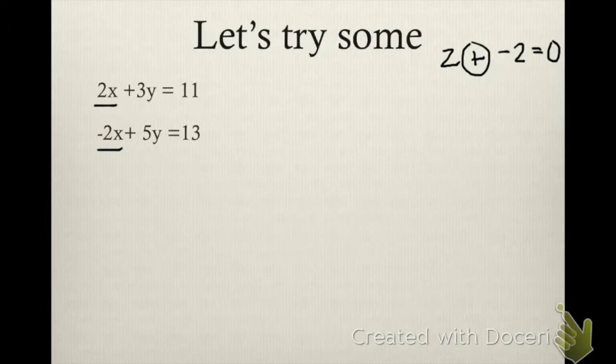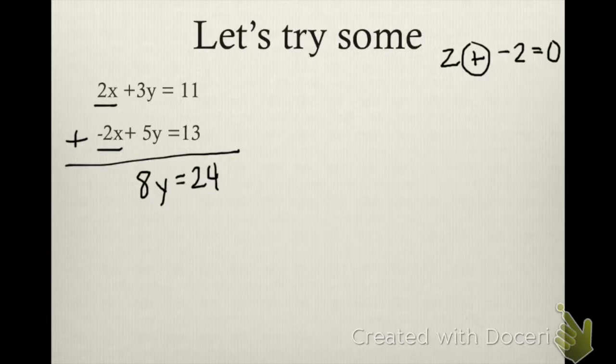So in doing that, I would just add all the parts of this. So 2x plus negative 2x just equals 0. 3y plus 5y gave me 8y. I'm going to write a big add sign over there because we're adding. 11 plus 13 equals 24. So now I've eliminated my x's. I have this new equation, 8y equals 24.